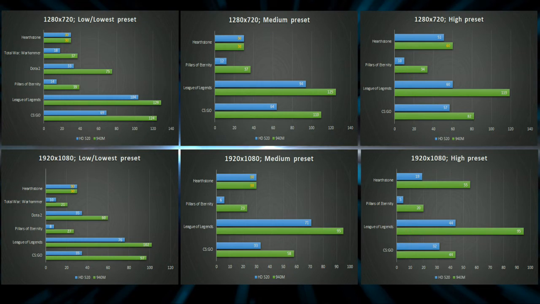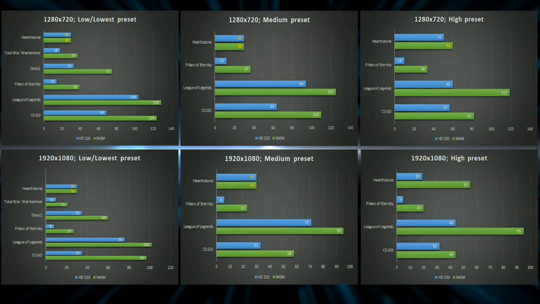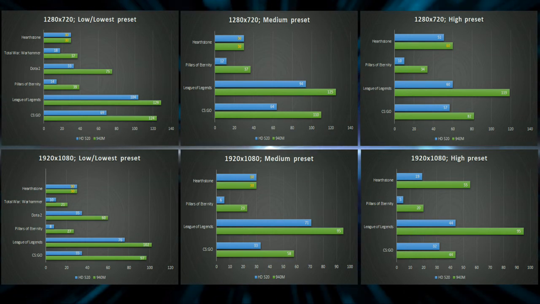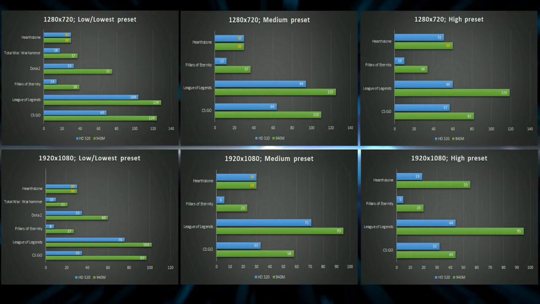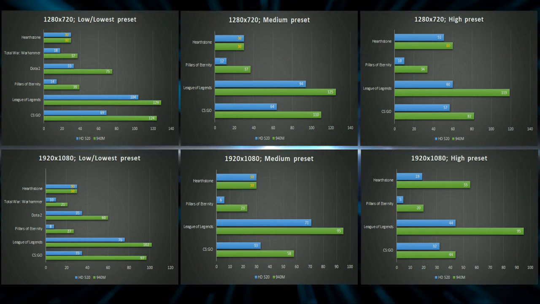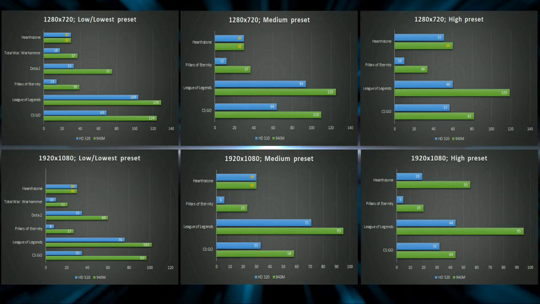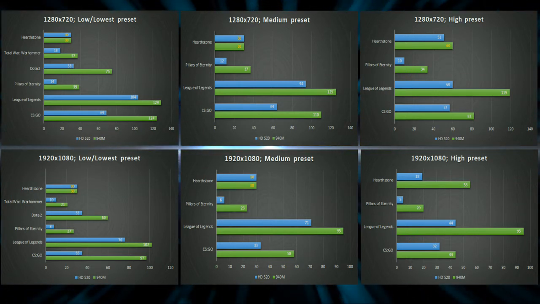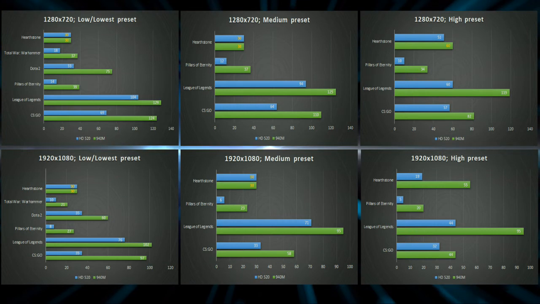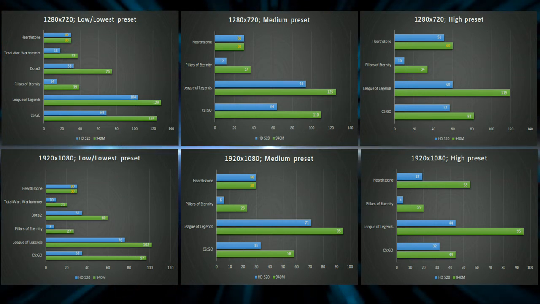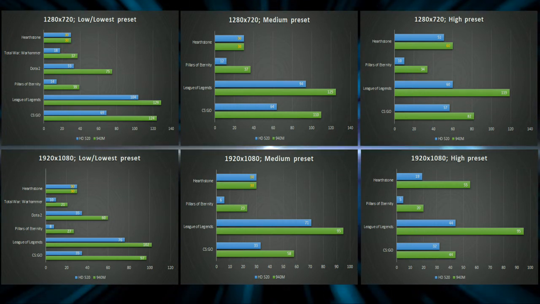Even at the lowest preset, even at 720p, where your dedicated graphics gets an amazing 37 FPS, so it's really well playable, the integrated one gets only 18. Which means that there is a 100% difference, which says a lot.